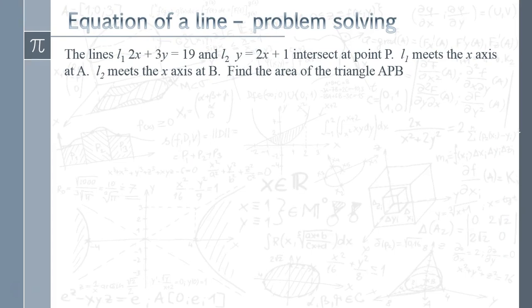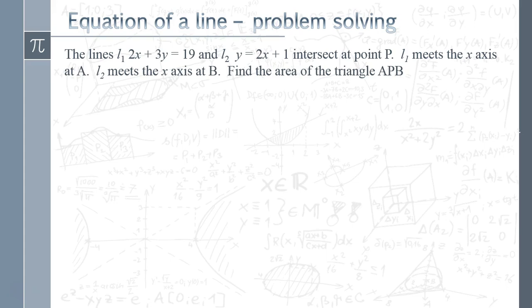So first of all, we've got a problem that involves two lines and the intersection of two lines. So we've got L1, which is 2x plus 3y equals 19, L2, y equals 2x plus 1. Those are our two lines. They meet at point P, and we've got some information about where the two lines meet the x-axis as well, but we'll get to those bits in a second. These two lines form a triangle. That's that triangle there, APB, and it's the area of that triangle that we're being asked to find. So we're going to need to know the 3 points A, P and B.